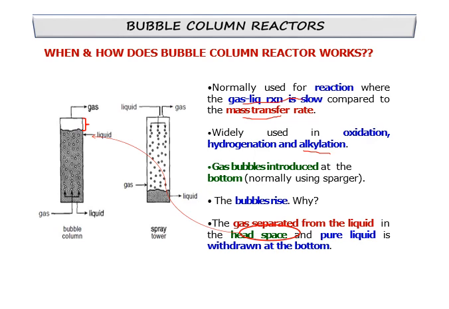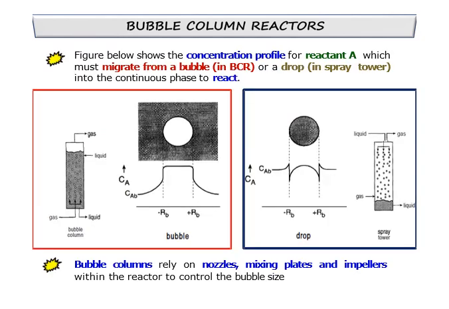For example, the gas enters and is sparged by this sparger. Then for example, this liquid comes in, and this liquid has a contaminant. Then a reaction happens between liquid and gas, and the liquid that leaves becomes the pure one, withdrawn at the bottom. This slide just shows the concentration profile for reactant A, for example in a bubble column or spray tower.